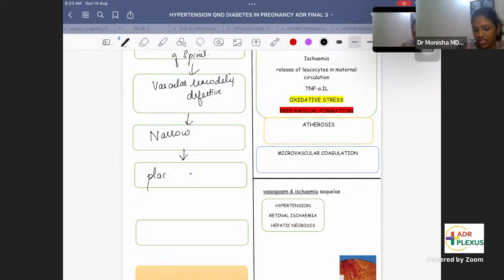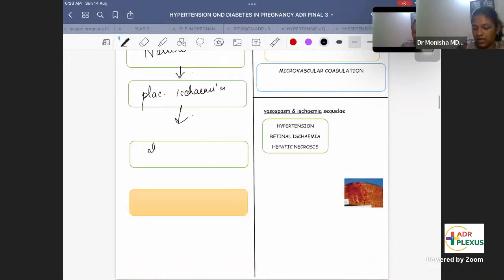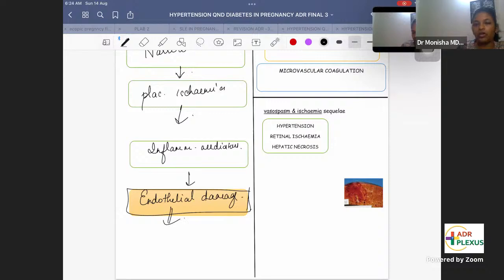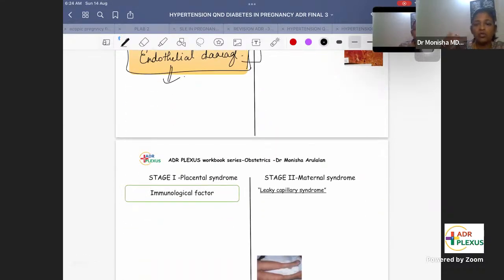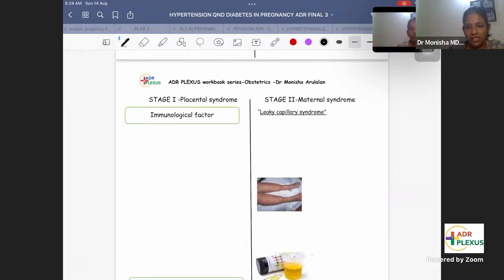That will lead to placental ischemia. When there is ischemia, there is a release of inflammatory mediators. That leads to endothelial damage. Remember, endothelial damage is the culprit for the whole of the pathogenesis. So there is endothelial damage not only in the placenta, but in each and every organ. So that will eventually lead to the maternal syndrome. What are the different organs that are involved? What are the other placental disorder syndromes? Under that, you have 2 more things that have been mentioned. After that, we'll go to the maternal syndrome.